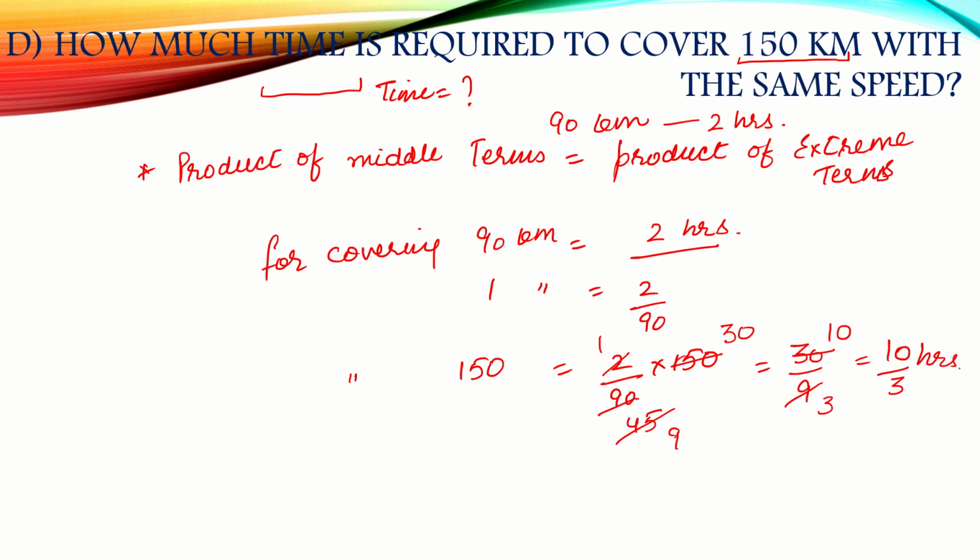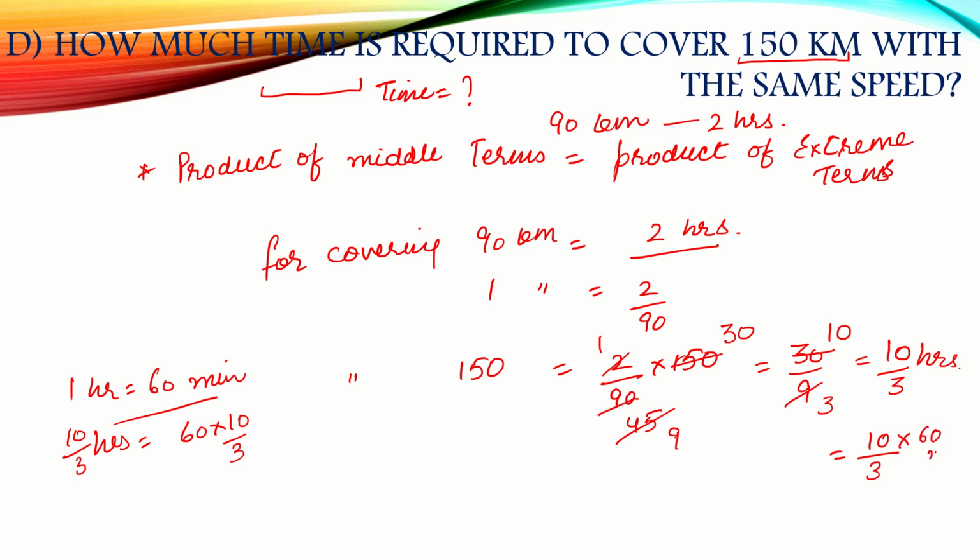So the best method is to convert hours into minutes. I know 1 hour means 60 minutes. So convert this answer into minutes. 10 by 3 hours will be 60 multiplied by 10 by 3, isn't it? So I'm going to write like this: 10 by 3 multiplied by 60 minutes. 3 ones are 3, 3 twos are 6, and 0. So you have the answer: 20 tens are 200 minutes. Means for 150 kilometer my car will take 200 minutes. That will be the answer.